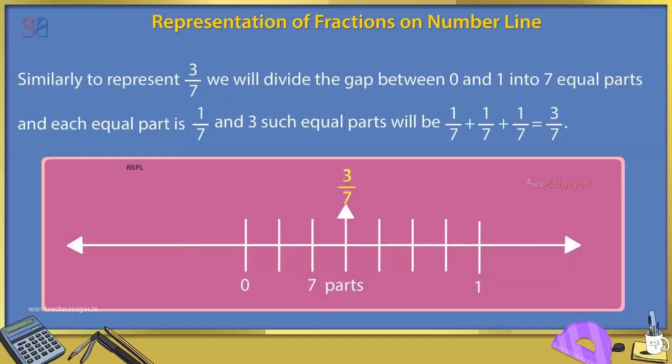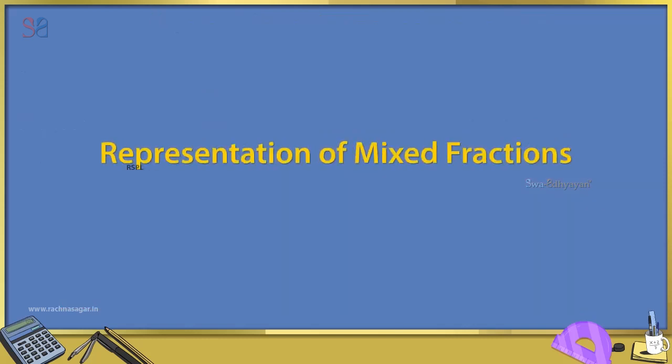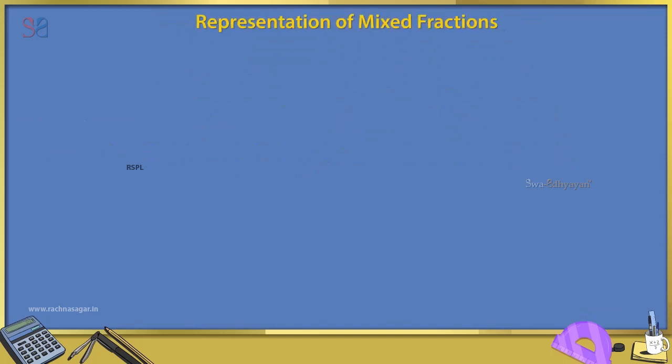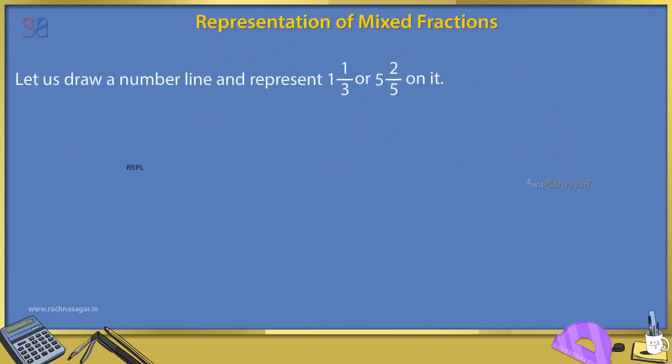Similarly, to represent 3 by 7, we will divide the gap between 0 and 1 into 7 equal parts, and each equal part is 1 by 7, and 3 such equal parts will be 1 by 7 plus 1 by 7 plus 1 by 7, which is equal to 3 by 7. Representation of mixed fractions. Let us draw a number line and represent 1 and 1 by 3 or 5 and 2 by 5 on it.